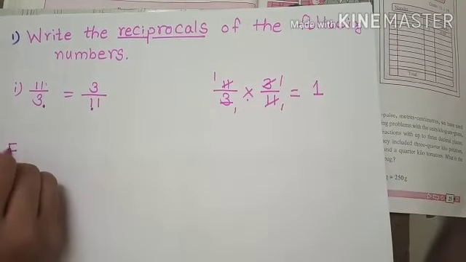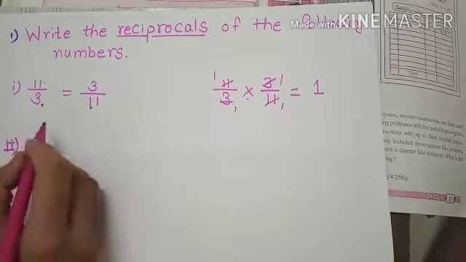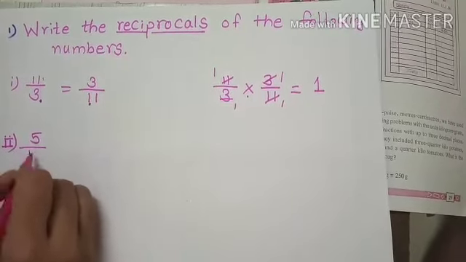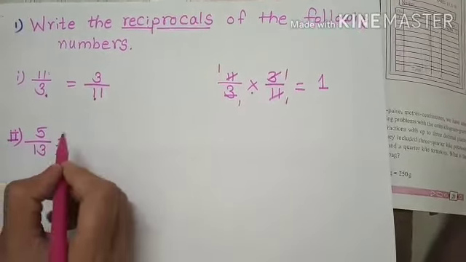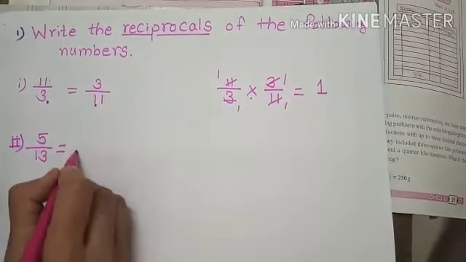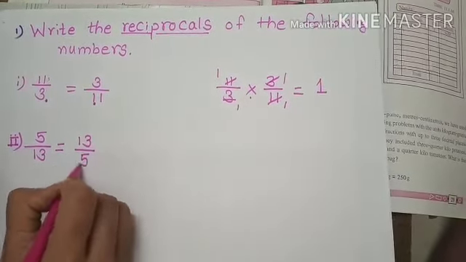Second example, 5 upon 13. Reciprocal of 5 upon 13 is 13 upon 5.